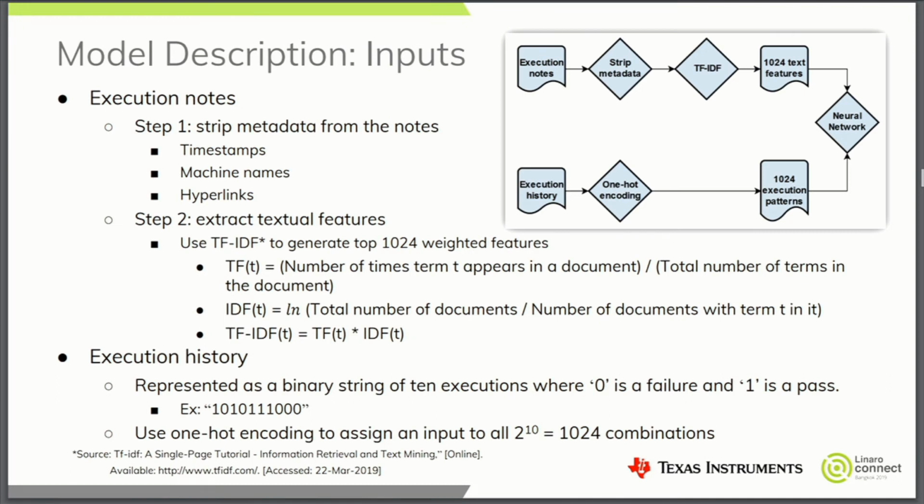All right, so going into a little more detail on the model. In the interest of time, I'll describe it just using this picture. As I mentioned, we have two sources of input into the model: our test logs or execution notes, and our execution history. For the top part, we will process all the logs or your execution notes, and we're trying to extract the 2024 most significant tokens of your test logs.